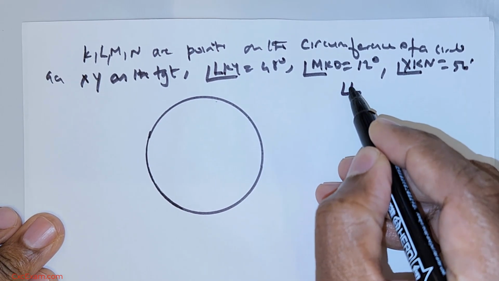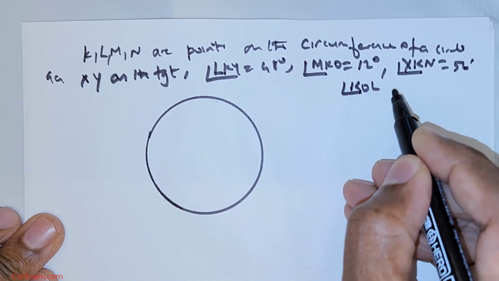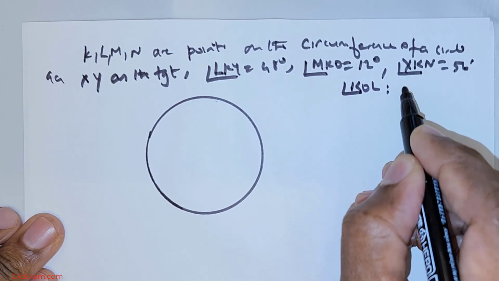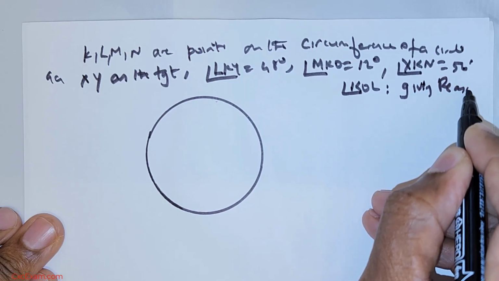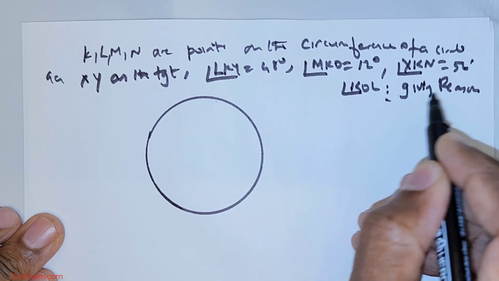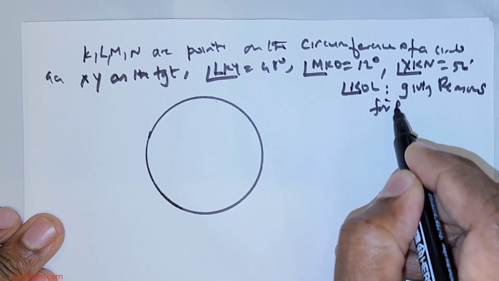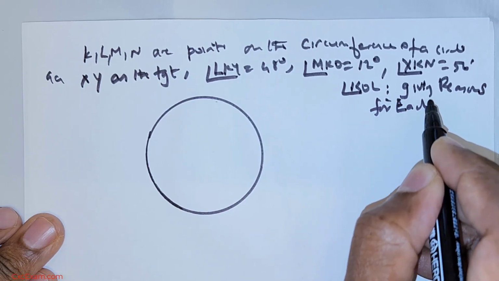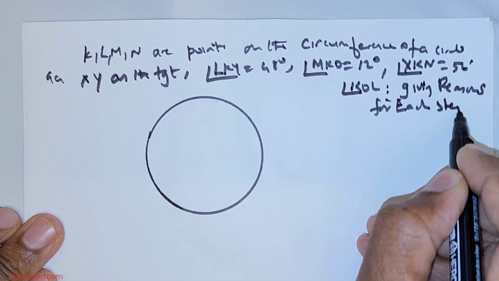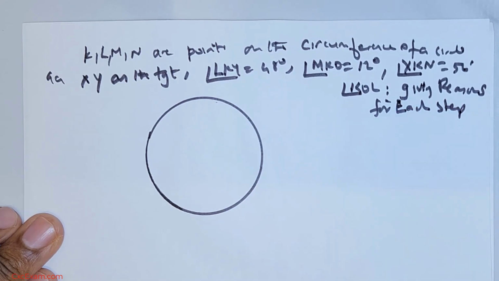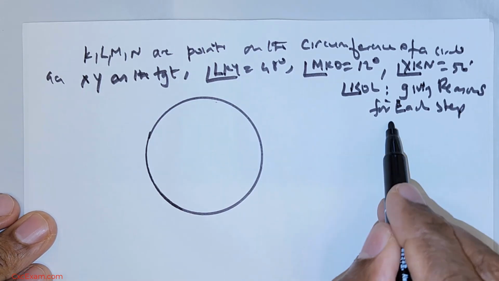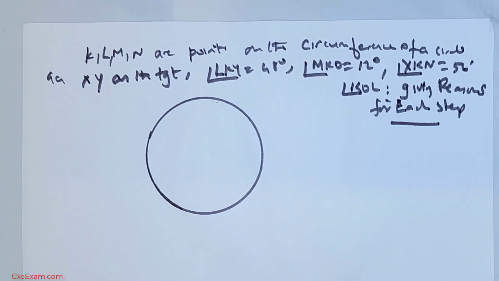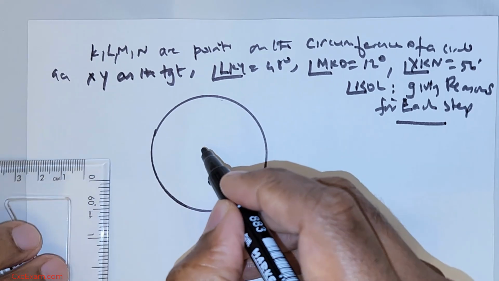You have to find the angle KOL, and the question specifically states giving reasons. Okay, giving reasons for each step. So they are asking you to actually write everything in detail. You cannot skip any steps. Okay, having mentioned that, let me draw the figure.